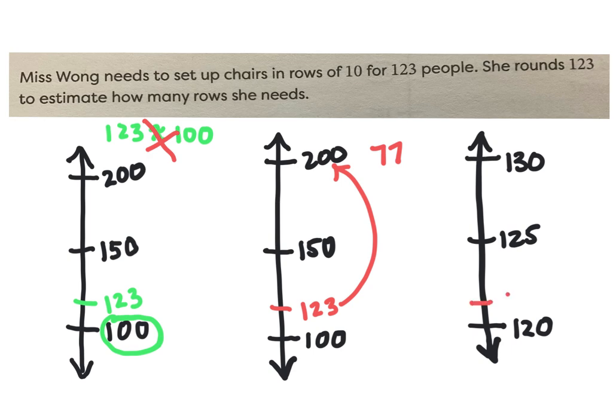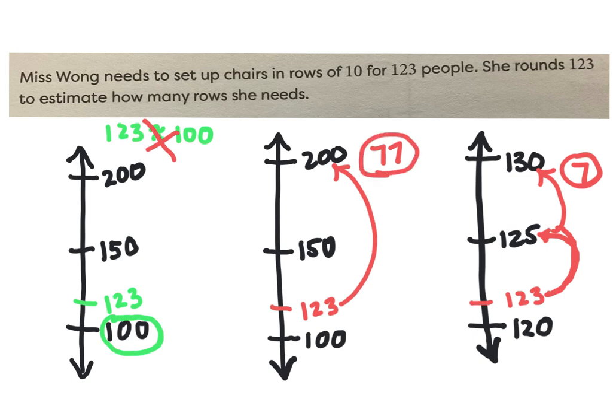Let's say, okay, we put 123 here, and then we're only going to round to the nearest tens. Instead of the hundreds, we're going to go to the tens. Would we have enough chairs? If we jumped all the way to 130, yes, we would have 7 chairs left over. And that's fine. It's always good to have a little bit more than less.